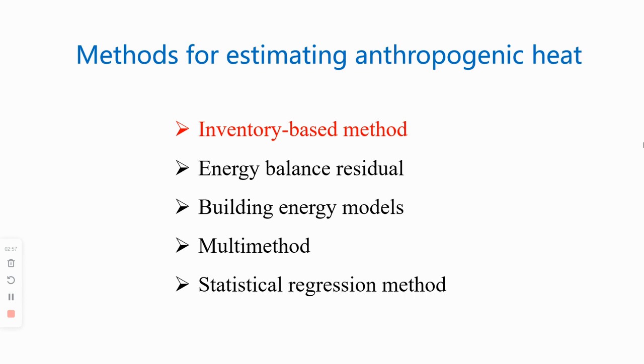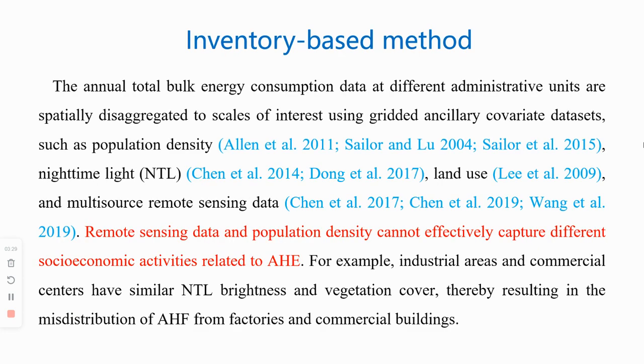The first one is a top-down method, and others are such as energy balance, inventory method, and building energy models. These methods need many data and are difficult to use at the global or regional scale. So in this paper, we use the top-down method to estimate the heat emission data.